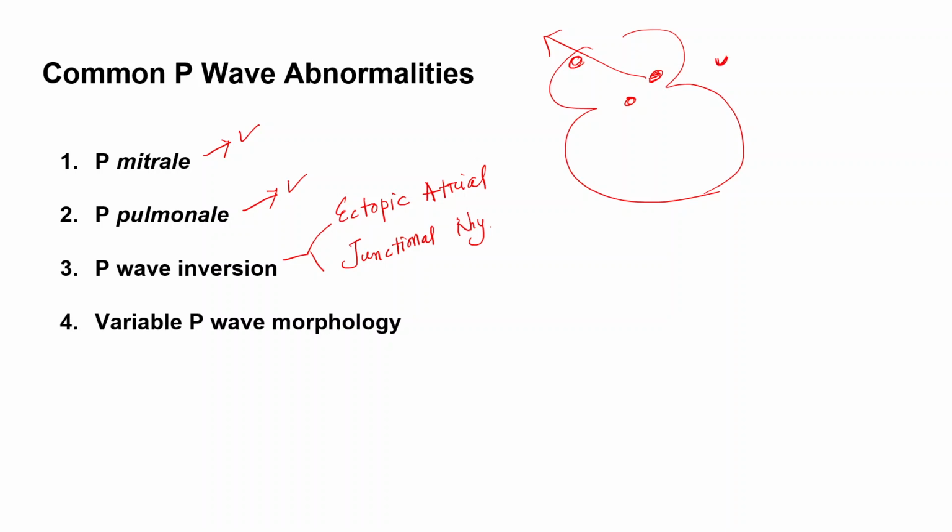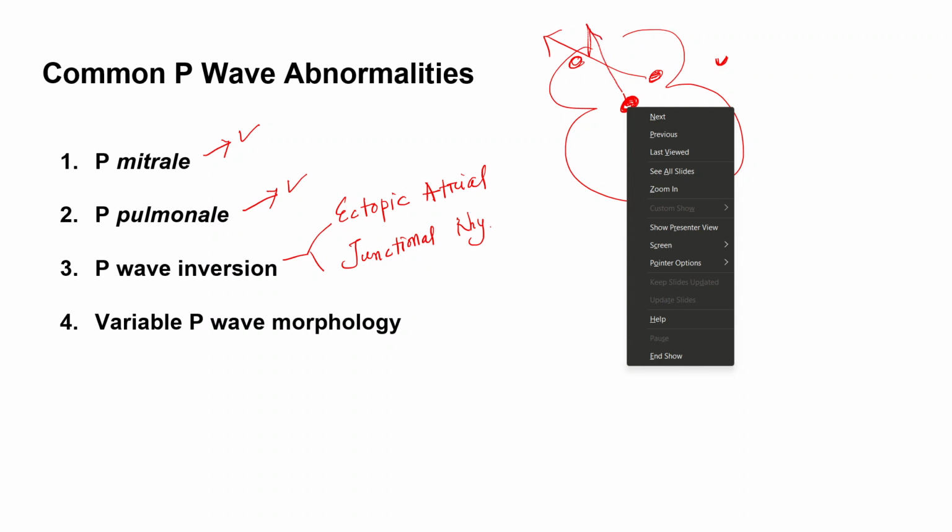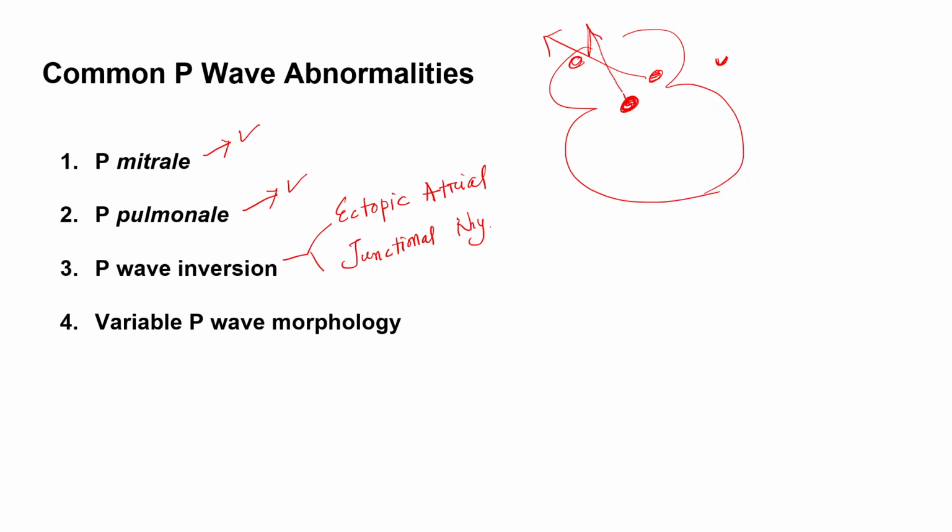Similarly, if the action potential is starting from the junction, that is the AV node junction, the atrial depolarization will also be in the opposite direction. So we will get a negative P or P wave inversion. So in these two conditions, ectopic atrial and junctional rhythm, you will get a P wave inversion. Now, how to differentiate ectopic atrial and junctional rhythm if we are getting a negative or inverted P wave?